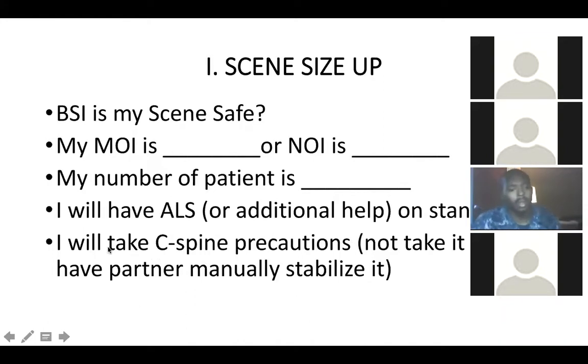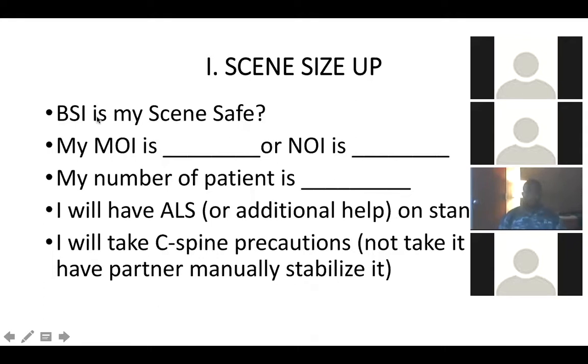The 5th step right here is taking C-spine precautions. As you can see, I added something in the parentheses right here: whether or not you're going to take C-spine precautions, right? Because not everybody needs to have a stabilized C-spine. For example, if I'm having shortness of breath, I don't really need to have my C-spine stabilized. But if I have a significant mechanism of injury, for example a car accident, I'm probably going to have my partner manually stabilize the C-spine. So that's why C-spine precautions is on there. So these are your 5 steps.